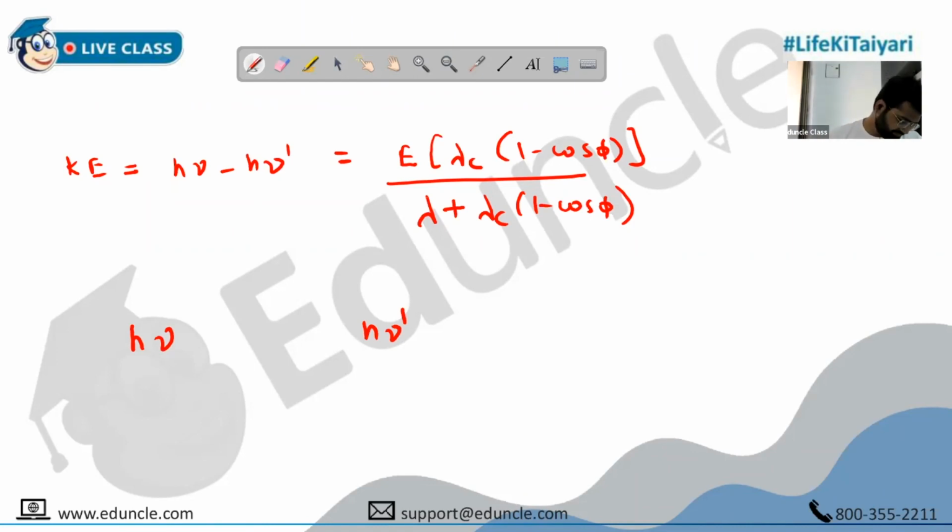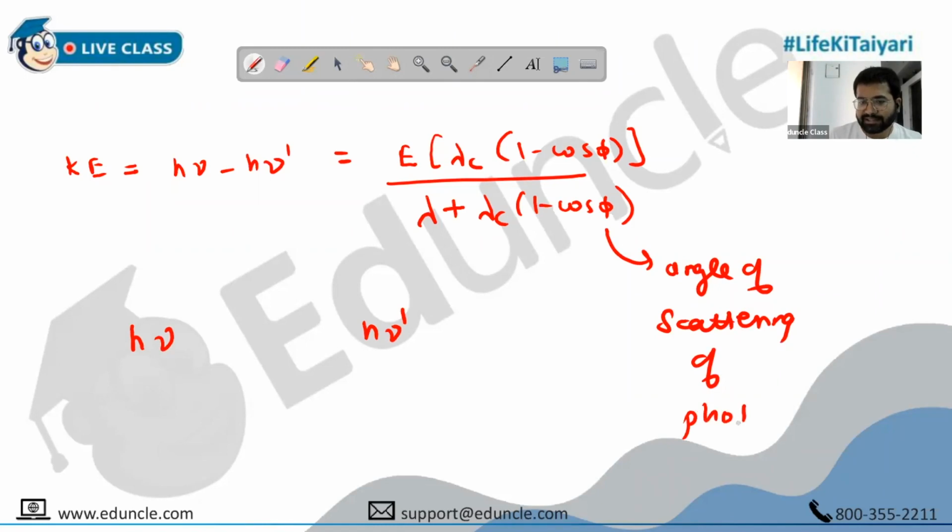That's it. Sir, phi is angle of incidence? No, phi is not the angle of incidence. Phi is the angle of scattering, okay? Not scattering of electron. Phi is the angle of scattering of photon. So take care of that. You don't have to learn this by heart. It's derivable, so you just remember the concept, and then you can always derive it. Okay, next. Any other questions related to Compton?